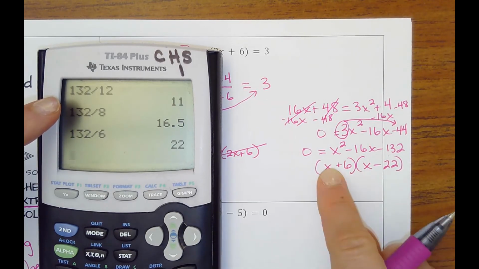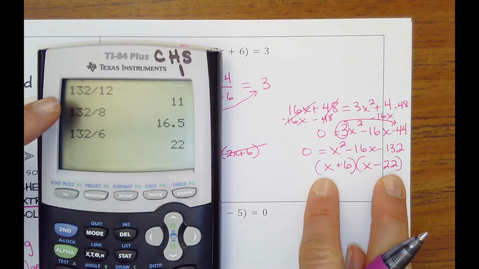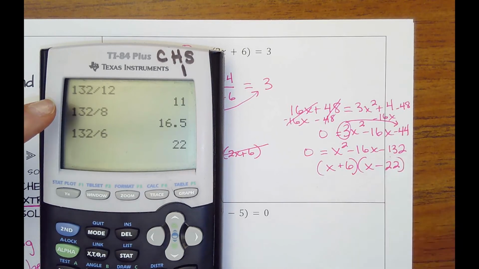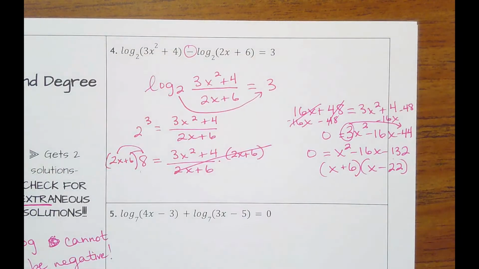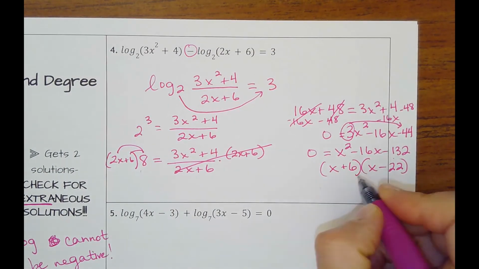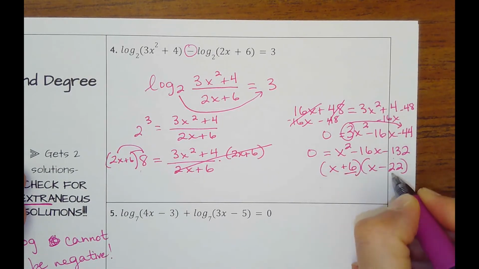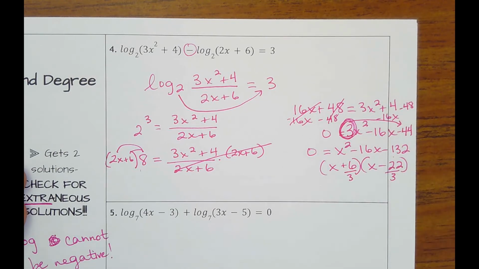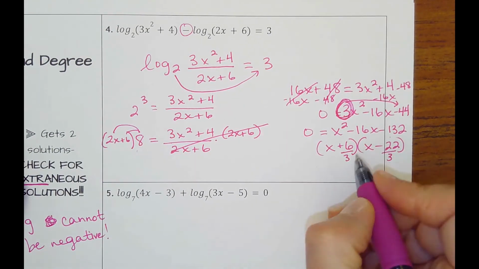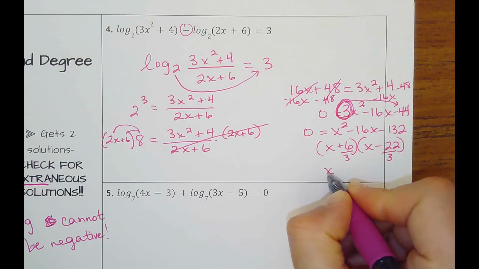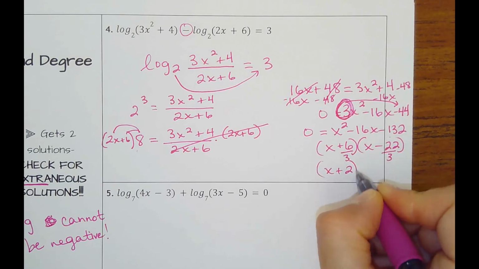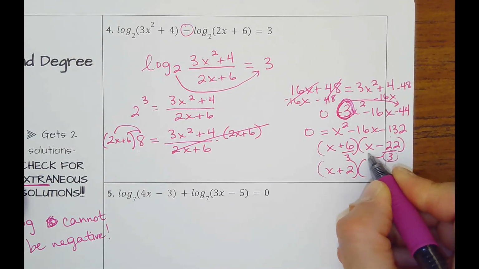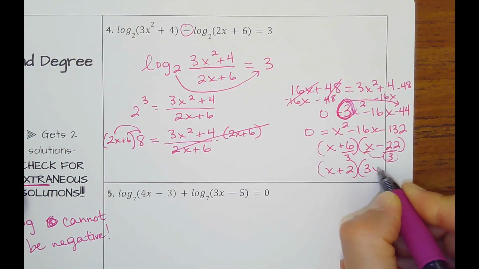So if I foiled this, that would be x squared minus 22x plus 6x, which is negative 16x. 6 times negative 22 is negative 132. It's like a bad infomercial, but wait, there's more. Don't forget to go back and divide by your a, your 3, because this is kind of cheating the system, but we got to go back and undo what we did. 6 divided by 3 is 2. 22 divided by 3 doesn't happen evenly, so when that happens, we float that 3 back up in front.